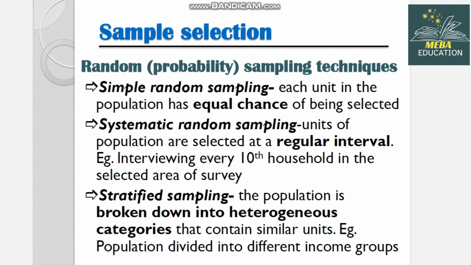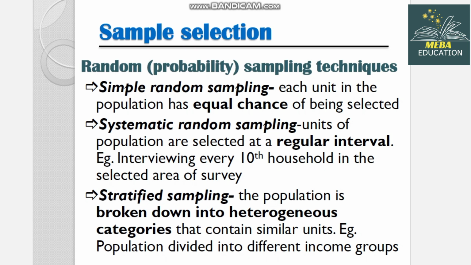Sample selection. 1. Random or probability sampling technique. Simple random sampling: each unit in the population has an equal chance of being selected. Systematic random sampling: units of the population are selected at a regular interval. Example: interviewing every 10th household in the selected area of survey.